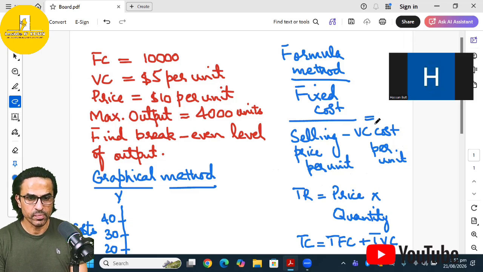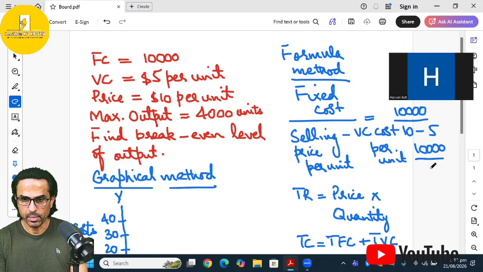Fixed cost is what is given, that is 10,000. So I'll write it here 10,000. Okay. Selling price is $10. I'll write 10 minus variable cost is 5. So what is the answer? 10,000 divided by 5. The answer is 2,000 units.